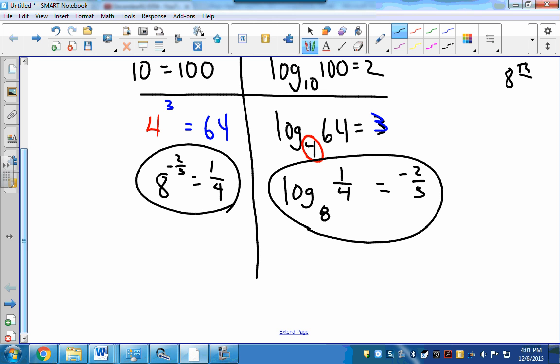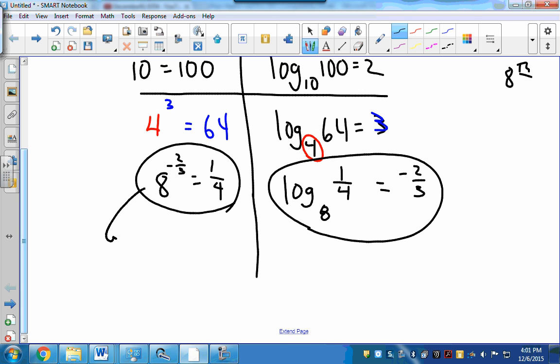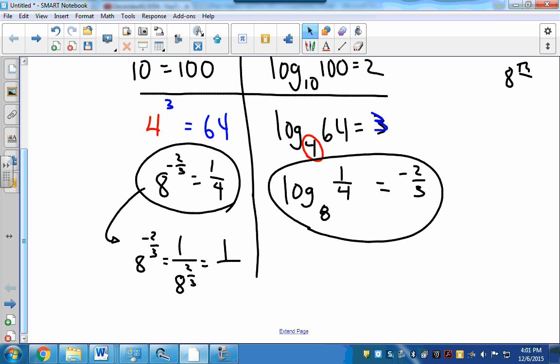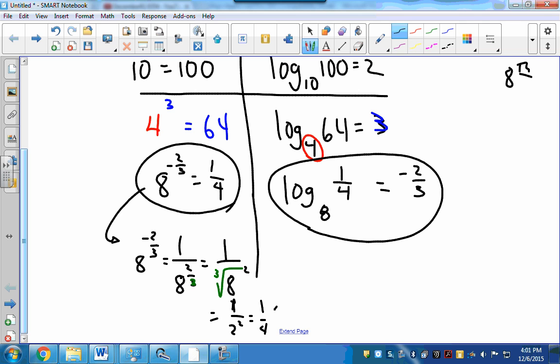It's probably not a bad idea just to go ahead and do a quick review of negative exponents. 8 to the negative 2/3 is the same as 1 over 8 to the 2/3, and you notice the root right here. The root is on the bottom. So this is a cube root of 8 squared, or if you want, 1 over cube root of 8 is 2, 1 over 2 squared is 1/4. Okay, and that's what that says.